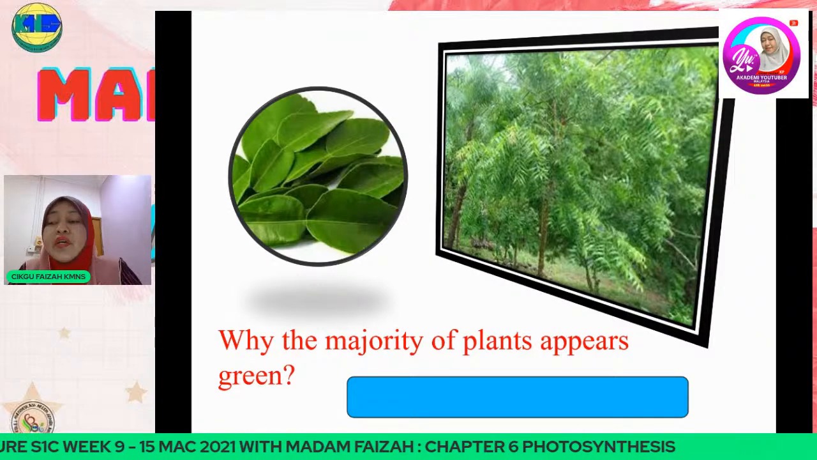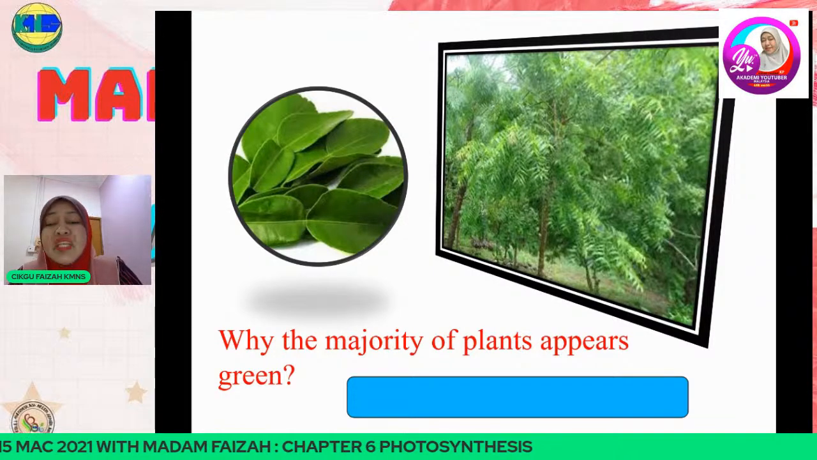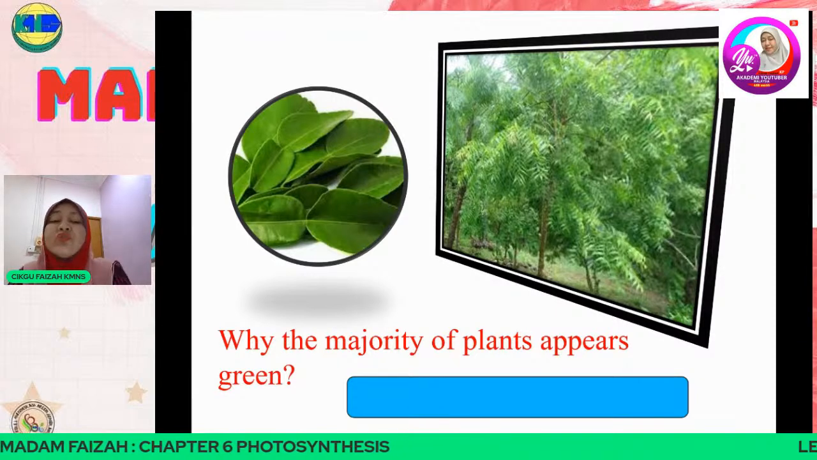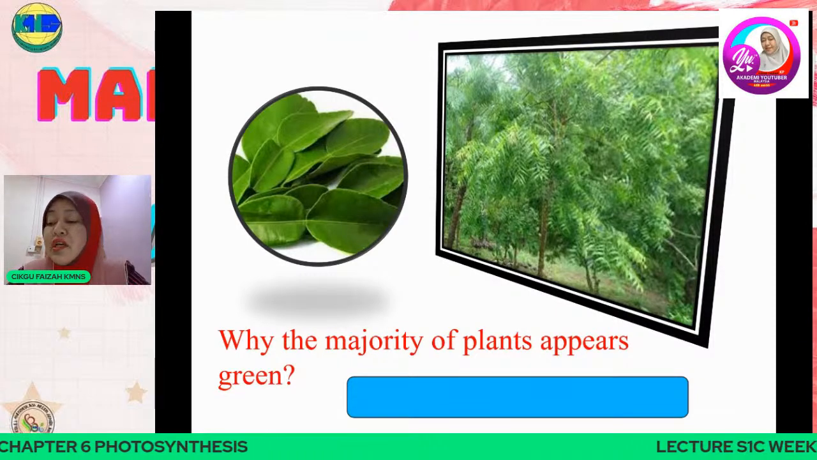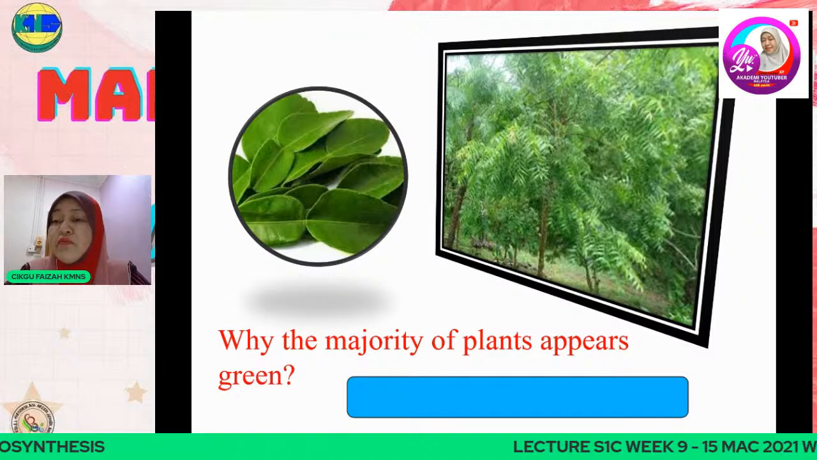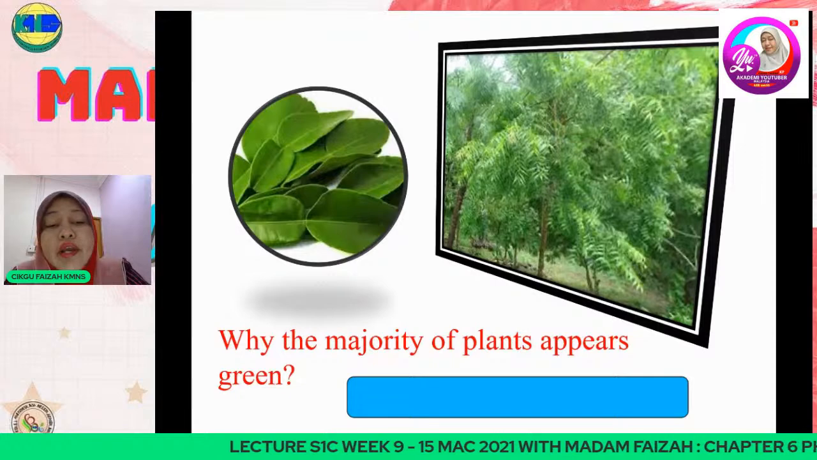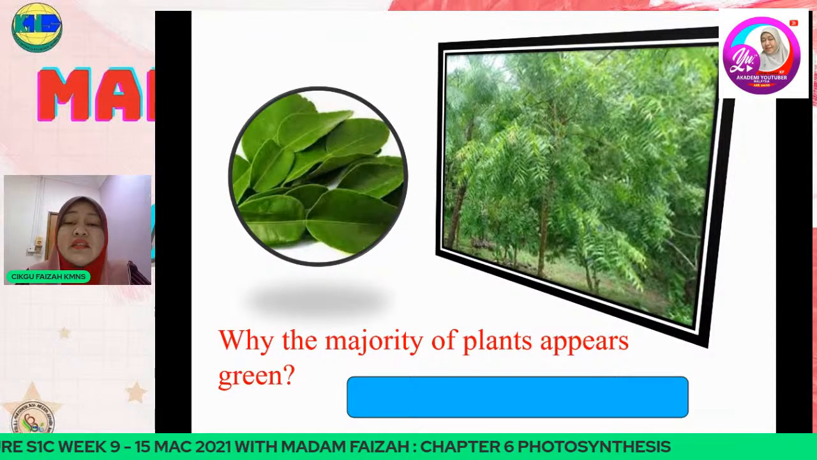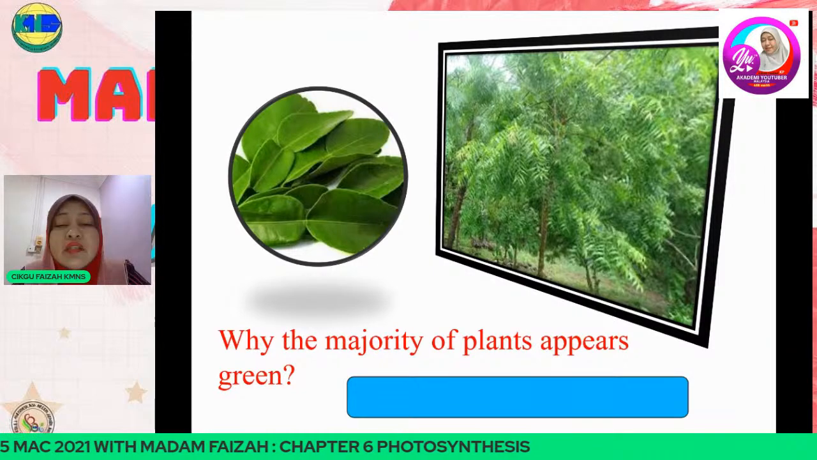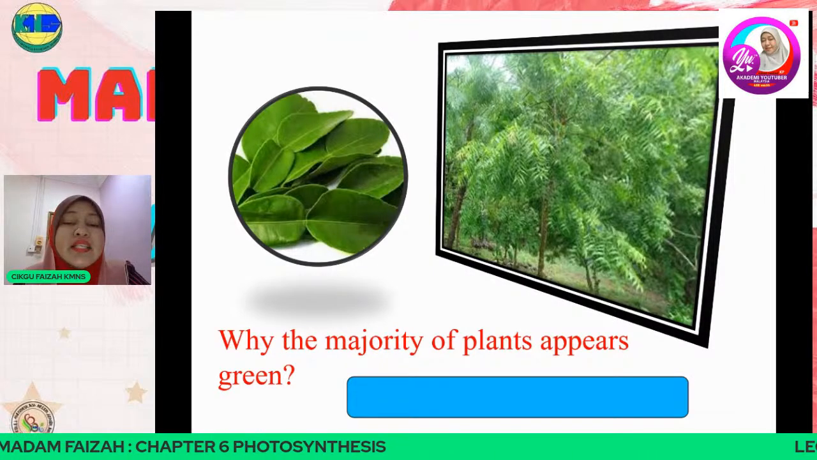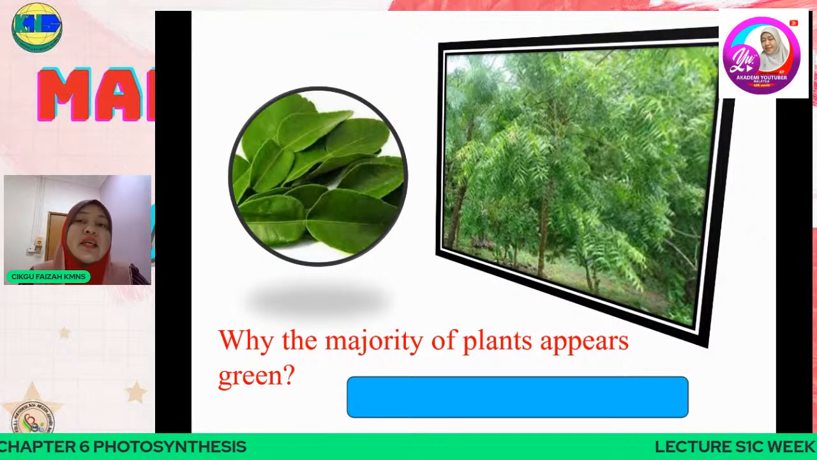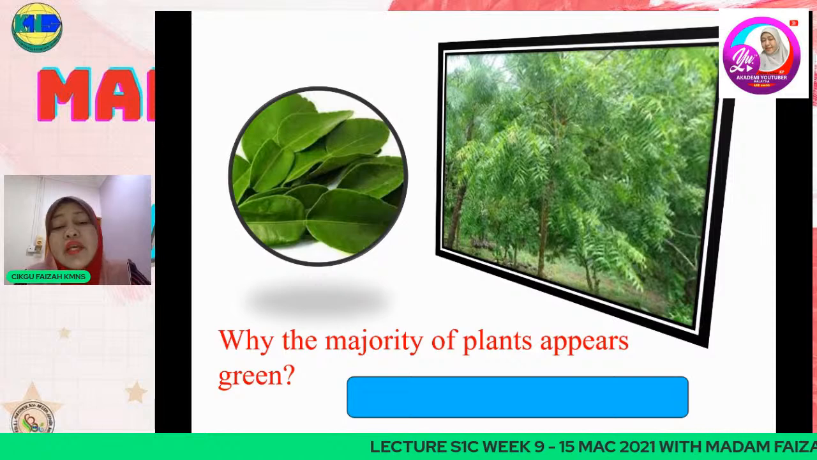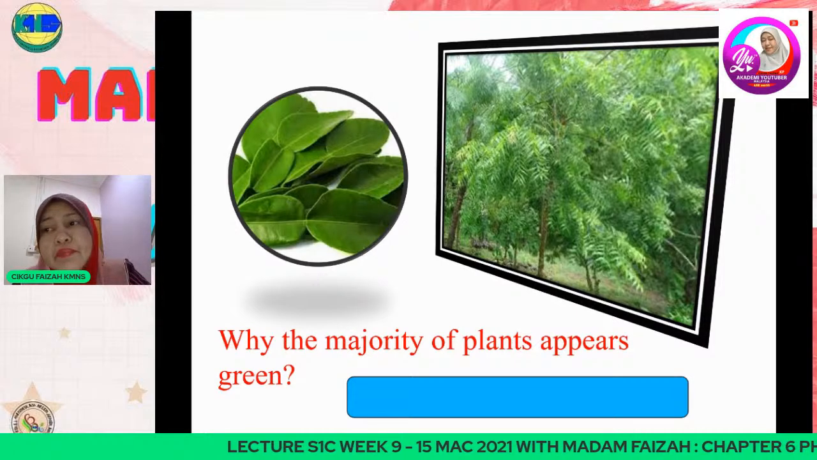Okay, so back to this diagram. Teacher would like all of you to give a comment or try to answer this question. Why do the majority of plants appear green around us? Kenapa kamu tengok kelas ni? You look everywhere, you can see green. Sebab tu ada lagu hijau kan? Kulihat hijau. So why is the majority of plants appear green?